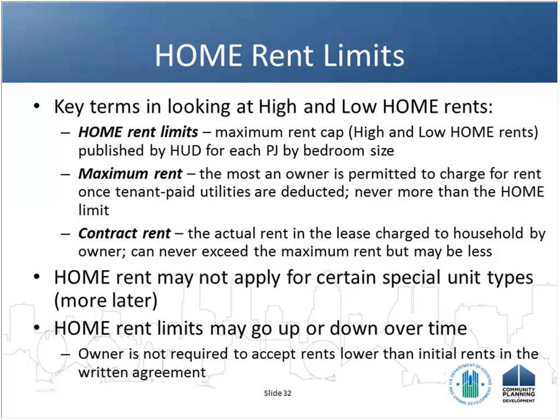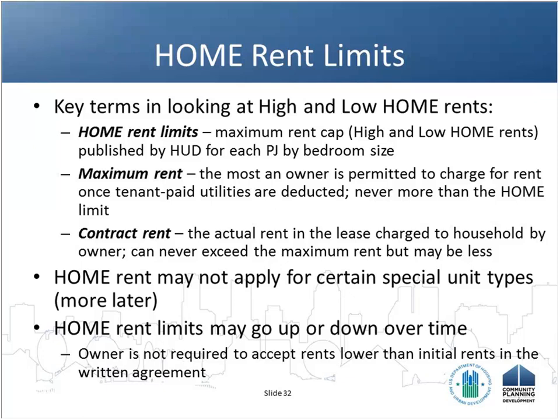So that contract rent that's on the lease can never exceed what that maximum rent calculation is when we back out those utilities. So that's one of the things that the PJ on an annual basis, as part of their monitoring, as part of their review of rent and occupancy reports and also rent schedules, is going to be reviewing to make sure that projects are using that properly. If we have a special unit type, such as single room occupancy or group homes, we may be using a different rent schedule on that, and the PJ is going to need to make sure that that is being done correctly.